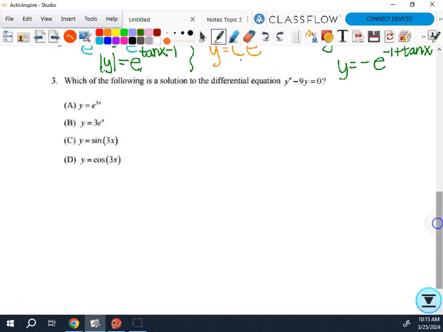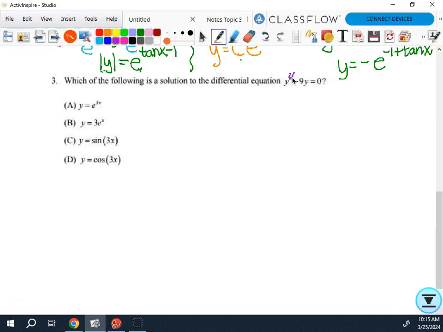Which of the following is a solution to, and I know this is printed weird, that's a y double prime. That's what that is right there, double prime. It just doesn't really look like it. So I really need to find y double prime on these and try them out.